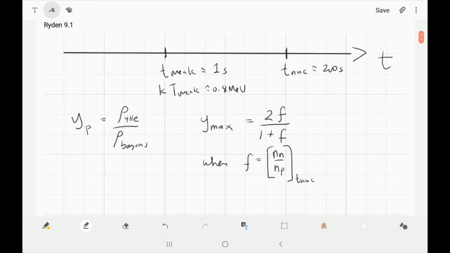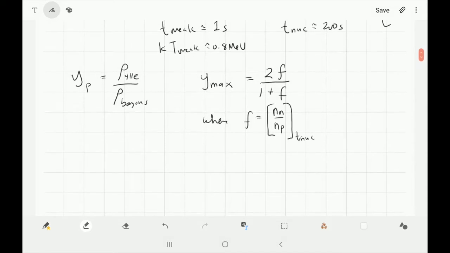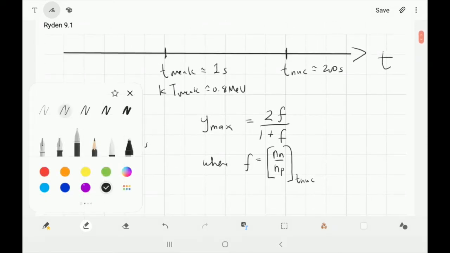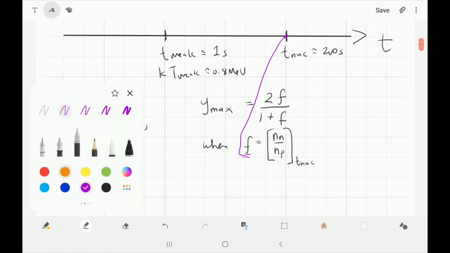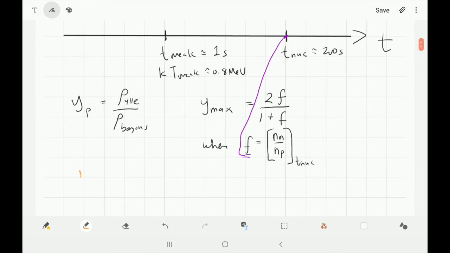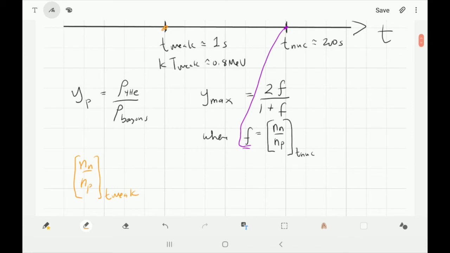So in this particular problem, you're trying to see how Y max changes if the lifetime of the neutron changes. What we're trying to do is figure out this ratio, F, defined at this time. And what we're given, from the physics of the weak interaction, is the ratio of neutrons to protons at the time that the weak interaction freezes out. In other words, this is something that we're given here.